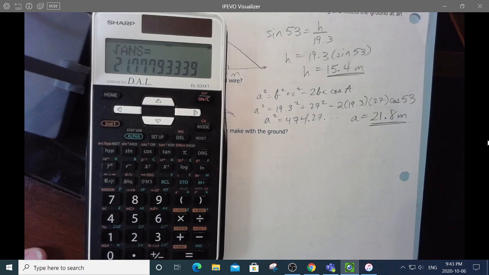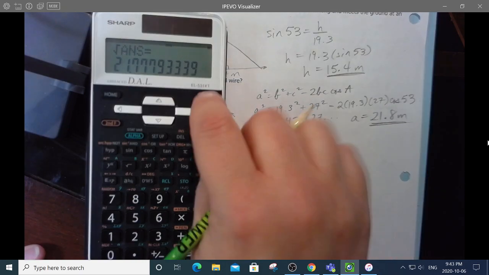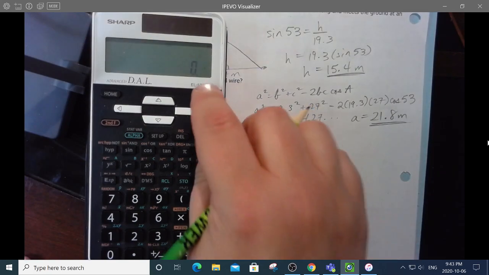There we go. If you're wondering how I am so quick at punching these buttons, it's because I've been doing this for 30-something years. I'm pretty good at it now. You'll get good at it too. It just takes practice. There's my frozen hand again. This is getting very annoying. There we go. We're back.